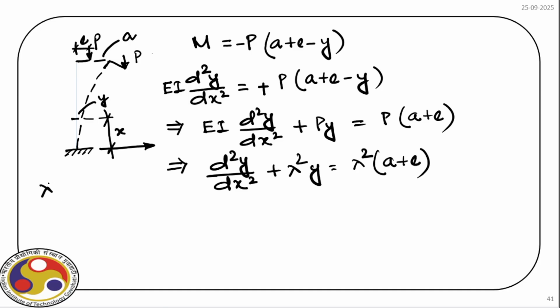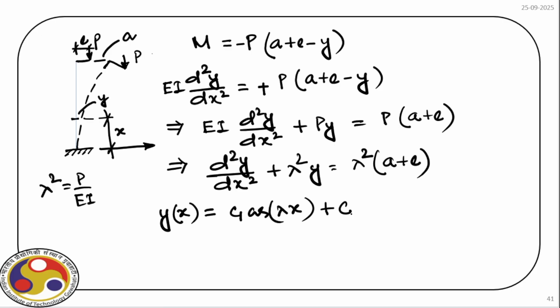So lambda square is equal to P by EI. Now the solution for this differential equation is C1 cos of lambda x plus C2 sine of lambda x plus A plus E.